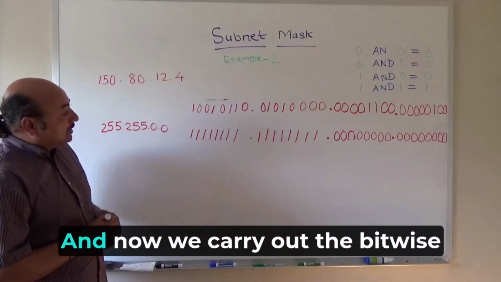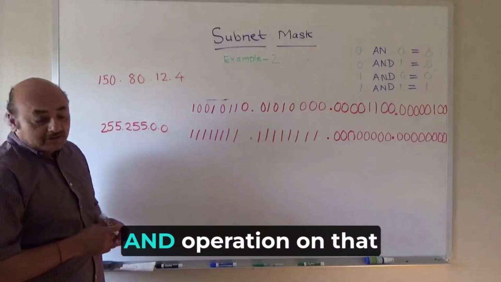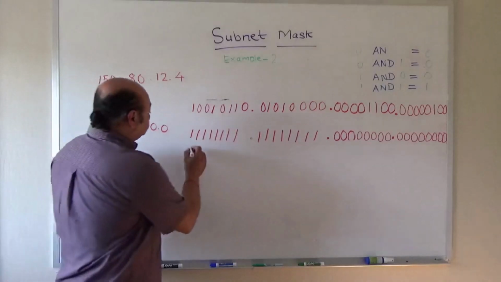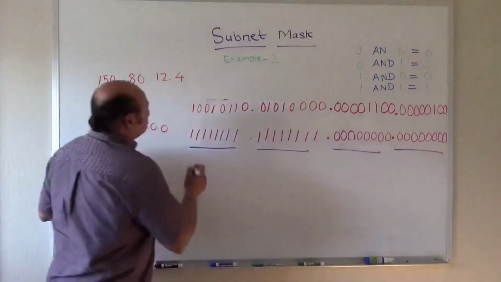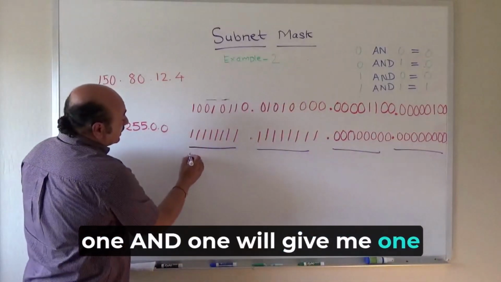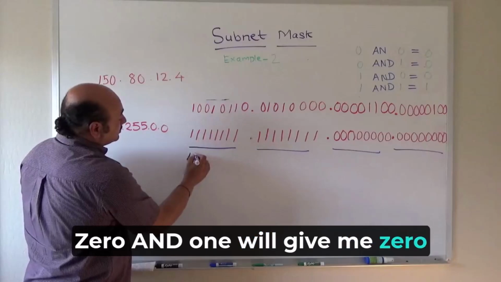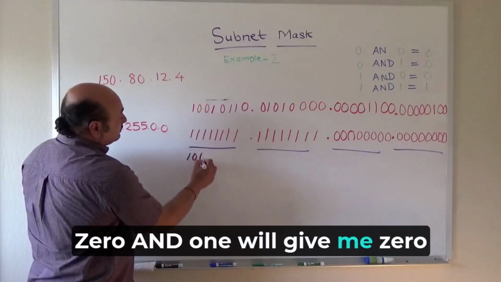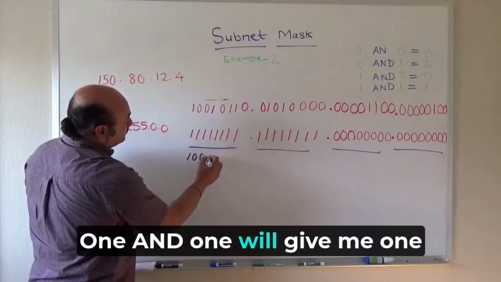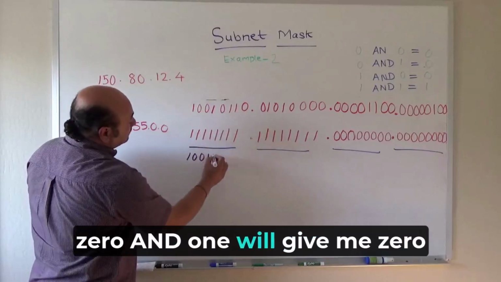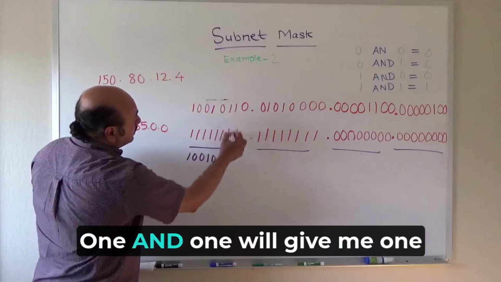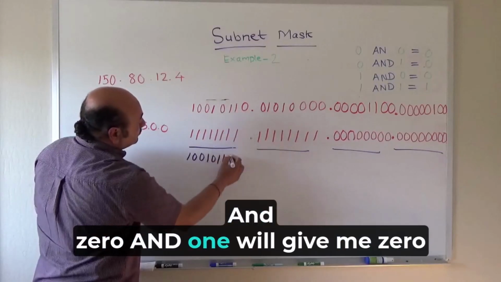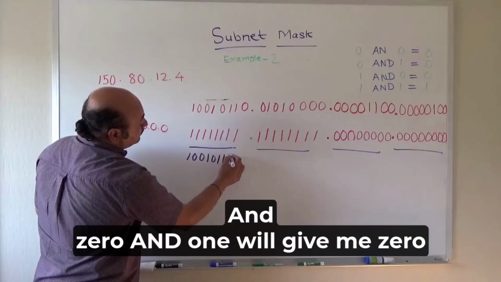Just like in example 1, I have expanded both the IP address and the subnet mask into corresponding binary values. And now we'll carry out the bitwise AND operation on that. One and one will give me 1, 0 and 1 will give me 0, 0 and 1 will give me 0, 1 and 1 will give me 1, 0 and 1 will give me 0, 1 and 1 will give me 1, 1 and 1 will give me 1, and 0 and 1 will give me 0.